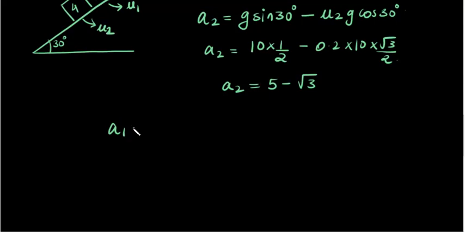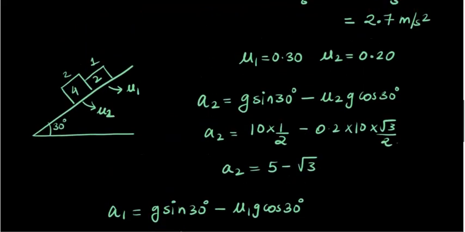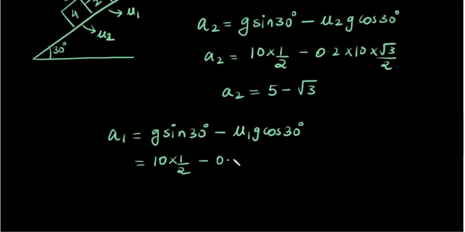For A1, we have g sine 30 minus mu1 g cos 30 degree. So g sine 30 is 10 into 1 by 2 minus mu1. What is mu1? Mu1 is 0.3. 0.3 into 10 into root 3 by 2. So this will become 5 minus 1.5 root 3.